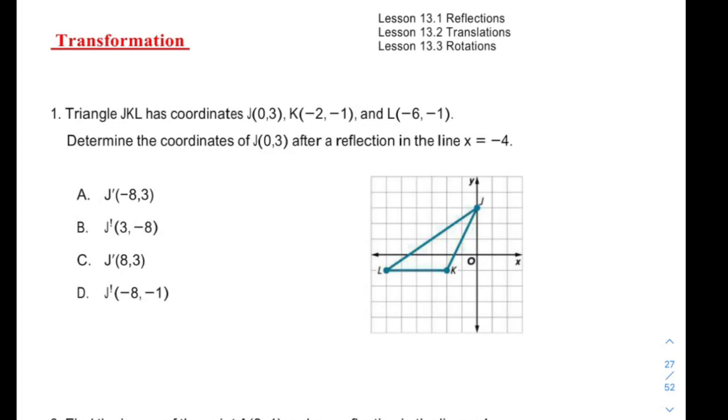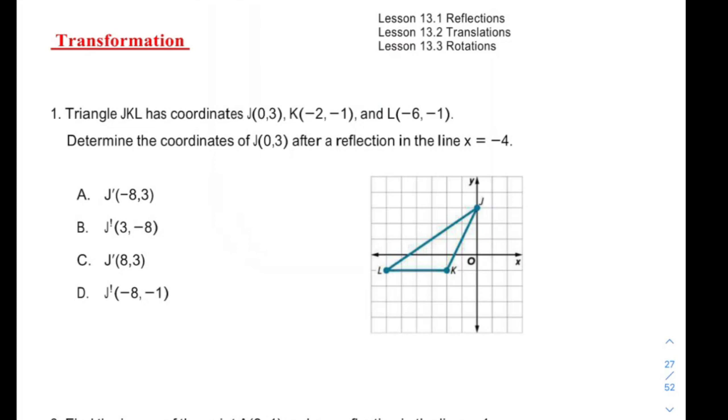So we are going to revise reflection rules, translation rules, and rotation rules, and we are going only to do some exercises for rotation about the origin. If you want other than origin, you can refer to the lesson in detail. But in this revision, we are going only to find the rotation about the origin and counterclockwise. So let's start these questions.